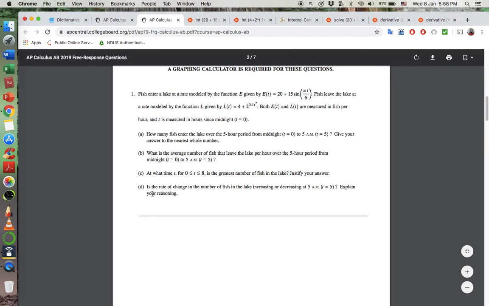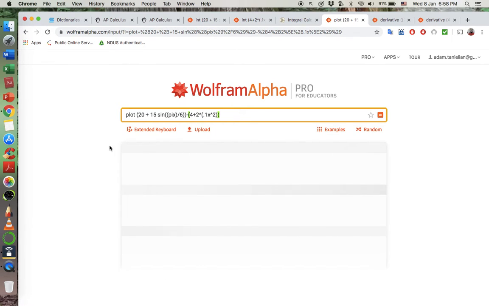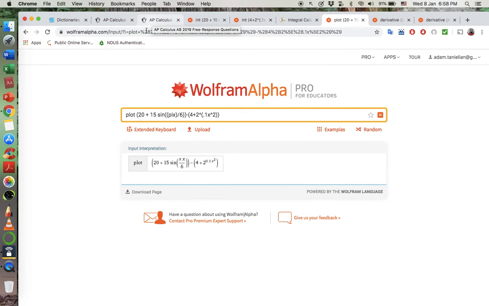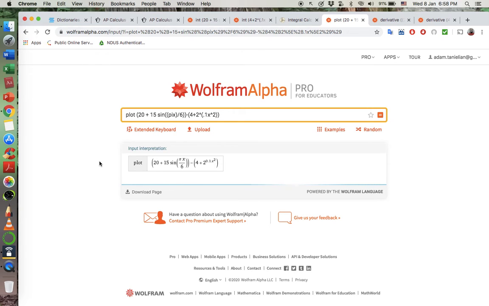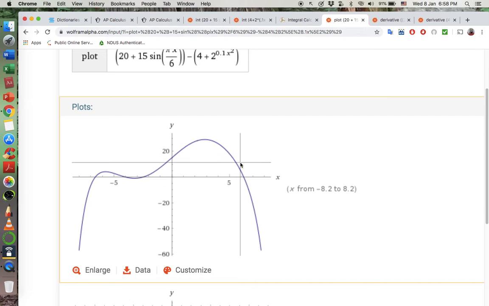Final question, is the rate of change in the number of fish in the lake increasing or decreasing at 5 a.m.? We could go back. We'll go back and plot this one again. We could do this 2 different ways. The first way is just to look at the plot of the difference between these 2 functions, and we can see at 5 a.m. the rate is decreasing. We see the slope of that is decreasing.